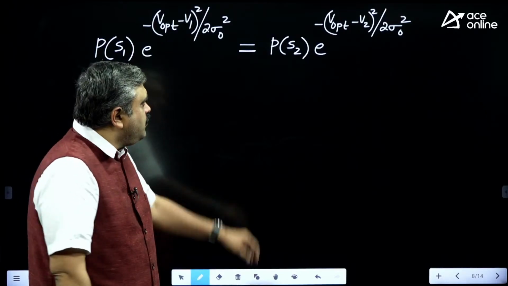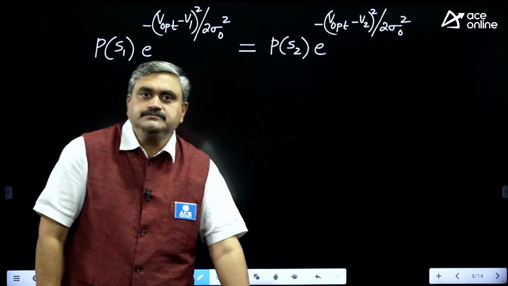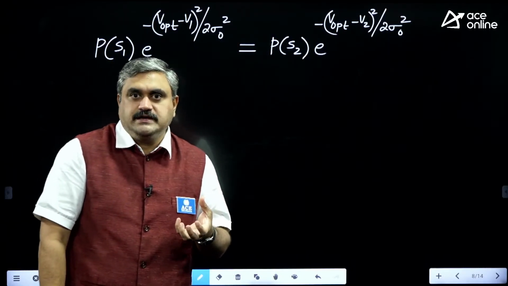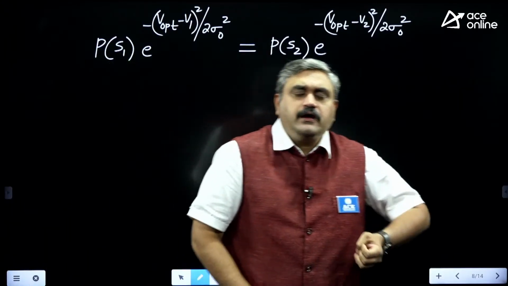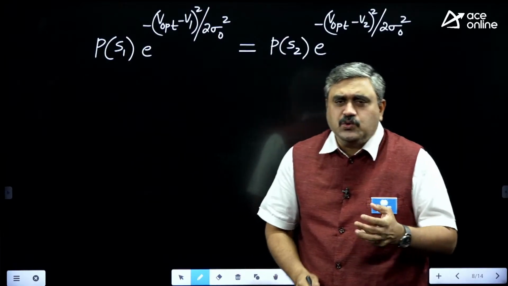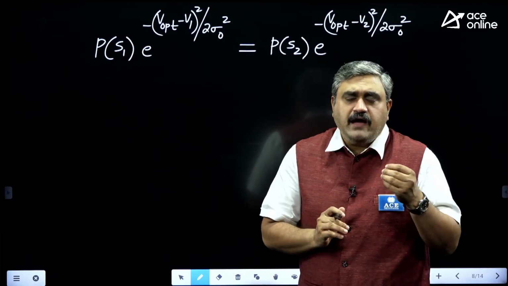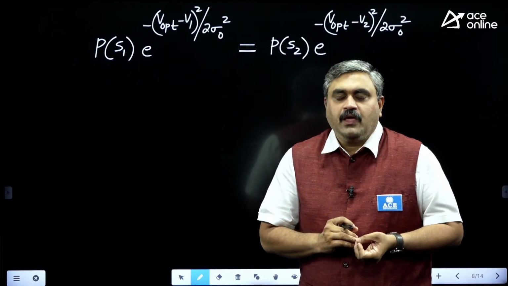Now your target is only to calculate that VOPT. So this much of calculation is there. So MAP is a very, very powerful algorithm. It is applicable in all statistics. Don't think only in our communication. I will tell you one very simple example.